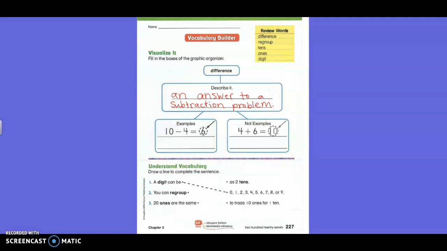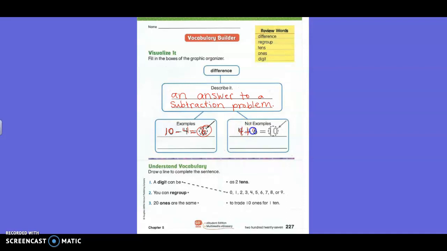Okay, so some examples. You can see that they already have these written for you, but you can write over them. 10 minus 4 equals 6. What's the difference in that problem? Everyone? 6. 6 is the difference. That's why they circled it.